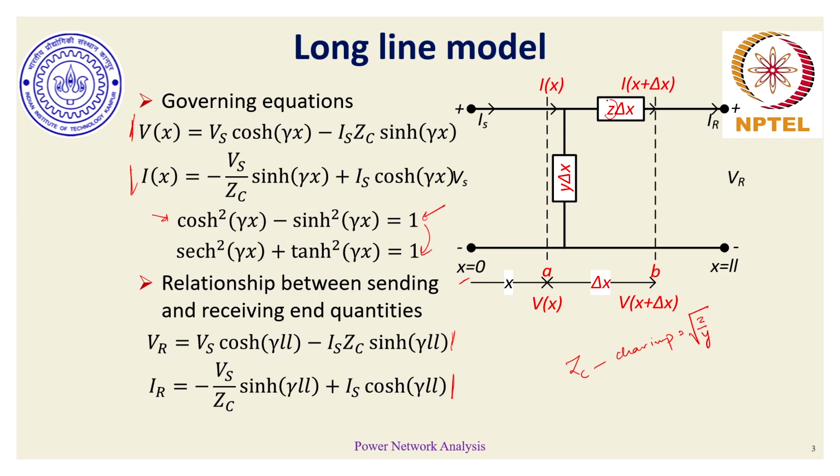Small z is per unit series impedance, small y is per unit series admittance, and gamma is the propagation constant, which is usually a complex number, alpha being the attenuation constant, beta being the phase constant. It is equal to root over of small z and y. The unit of ZC is omega, which is ohm, and the unit of gamma is kilometer inverse. So with this, now let's go deep into the rest of the part of our discussion.